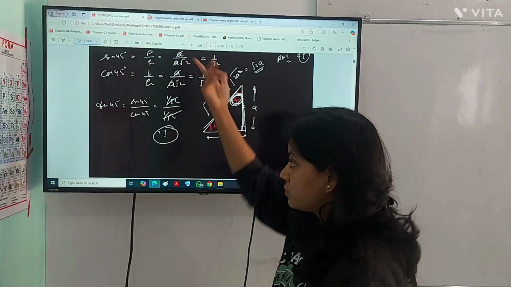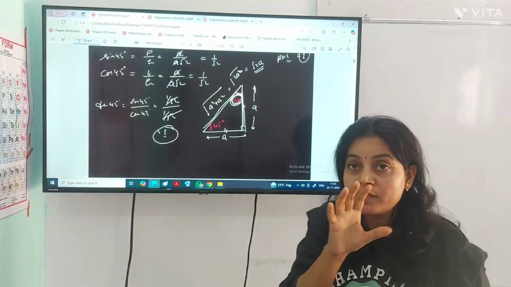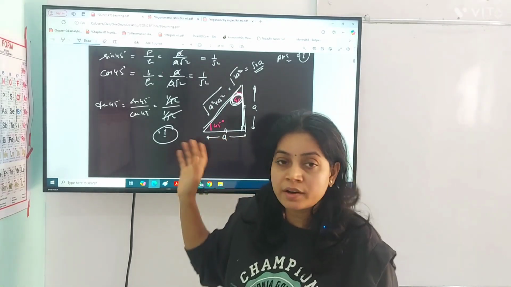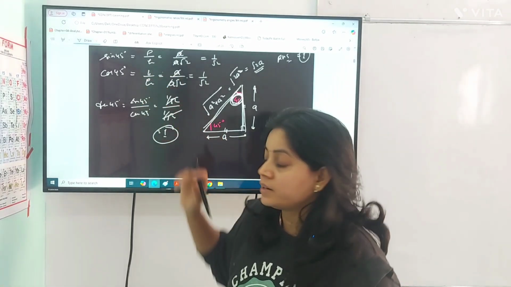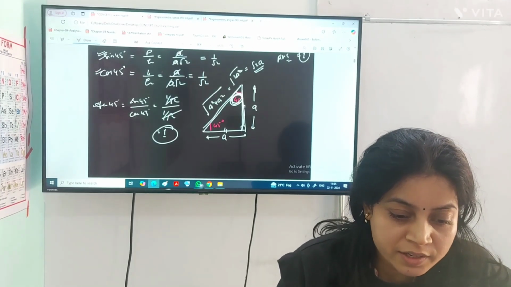So what was this? You can simply learn it that sin 45, you know, this is a ratio. So then this is P by H. And at 45 degree, sin theta and cos theta are equal. And tan 45 is 1 because you are going to divide sin and cos. You will get the 1.